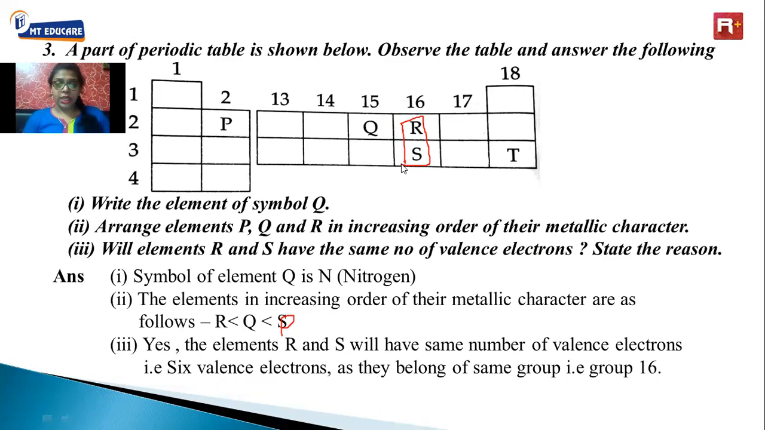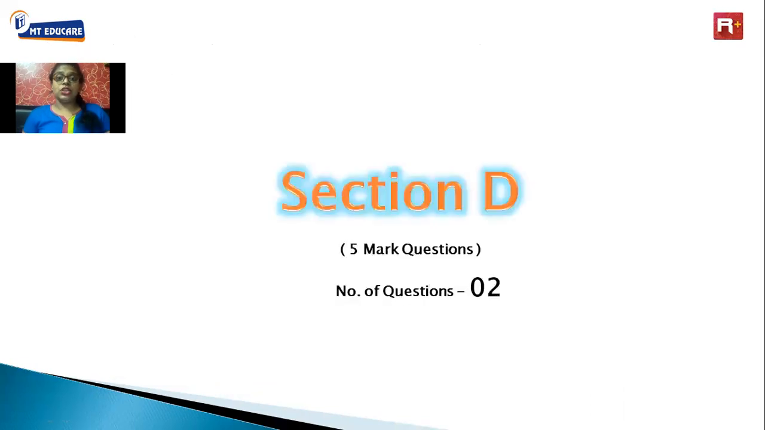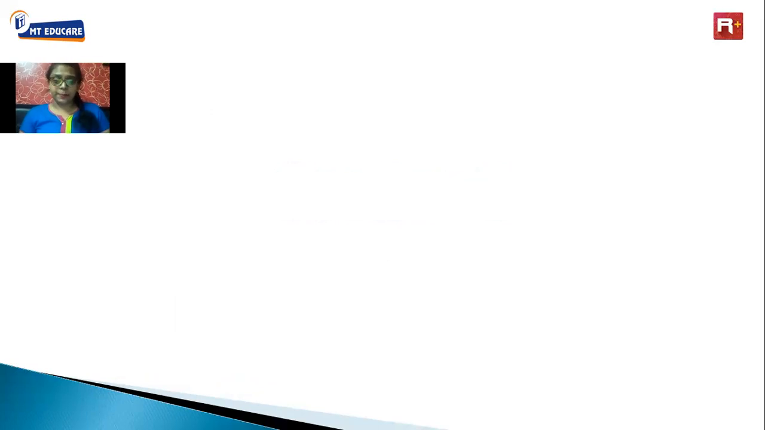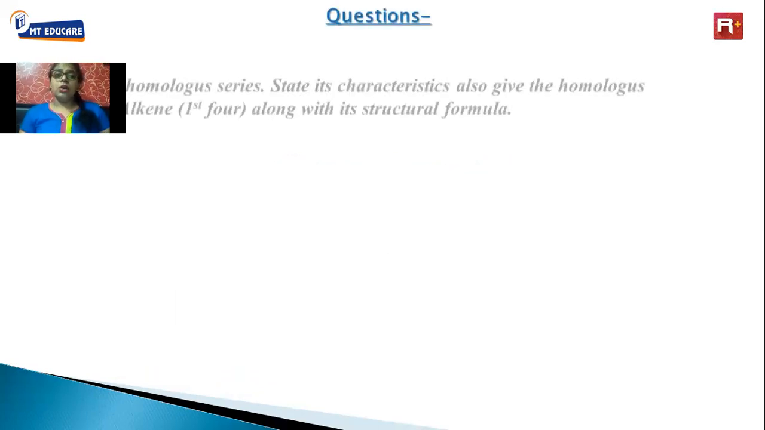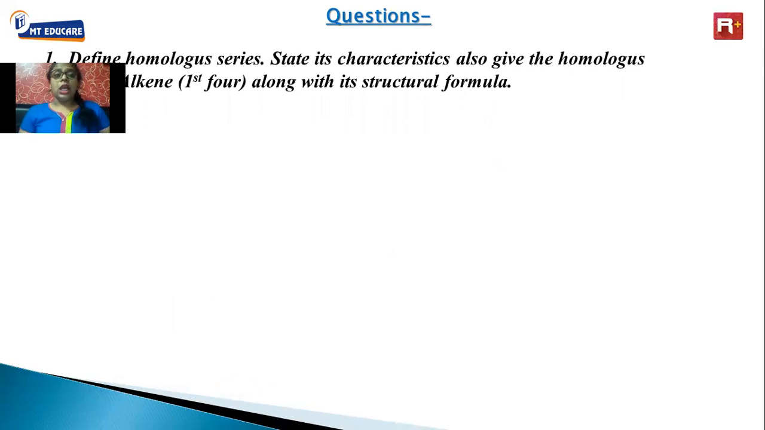Fine. Now let's move ahead with the last section, section D, a 5-mark question. Basically only one question is asked from chemistry in this section, but sometimes they might ask you two also. So hardly one or two, not more than that, will be asked. So let's talk about the first question. They have asked: define the homologous series, state its characteristics. Also give the homologous series of alkenes, the first four, along with their structural formulas.